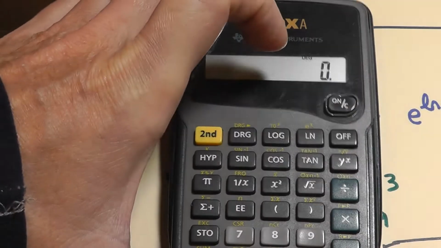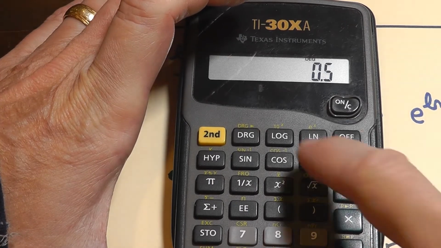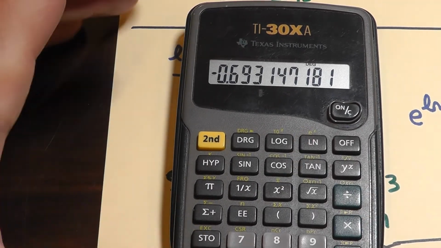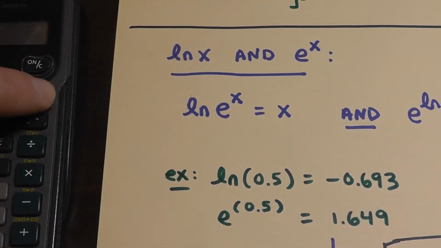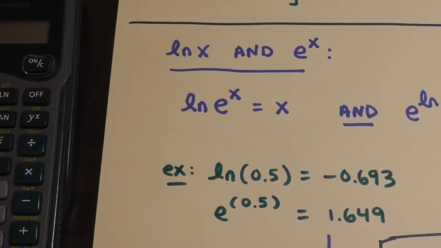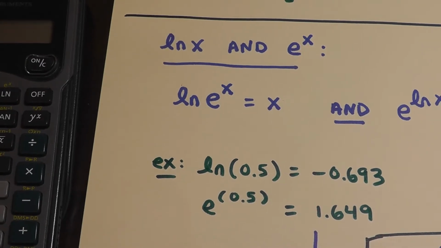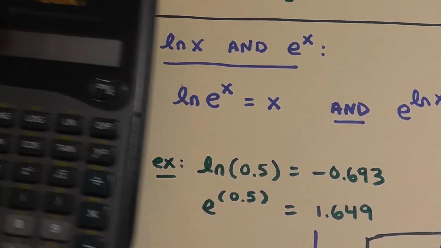So we're going to do 0.5, and then we're just going to hit the natural log button, and we get minus 0.693. Now let's do an e to the 0.5. These are going to be different numbers, by the way, and I'll show you a proof that shows you how a natural log and an e to the x are related.